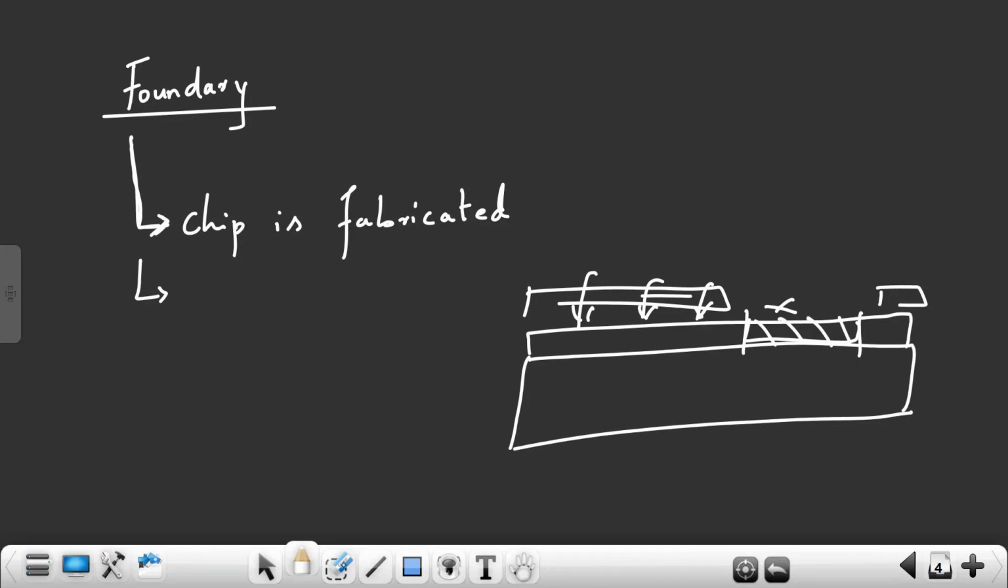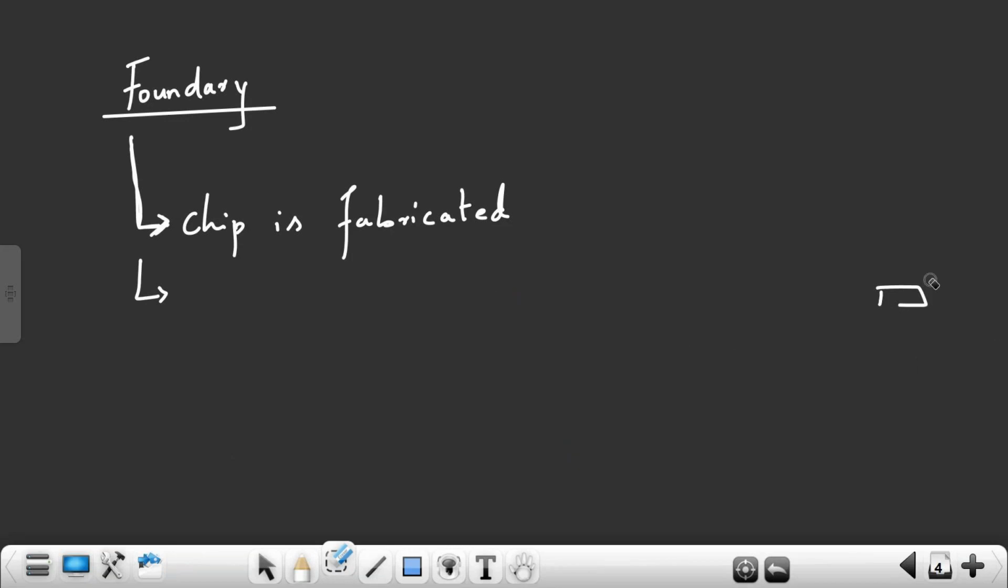So whoever works in a foundry, the majority are chemical engineers, not from an electronics background, right? So then where will the electronics engineers work? Electronics engineers will not work in foundry or fabrication. They work in what? Design. They work in designing an IC.